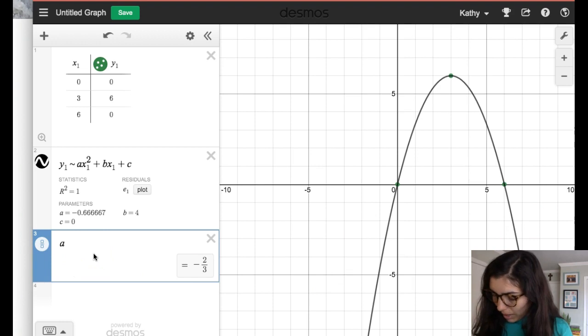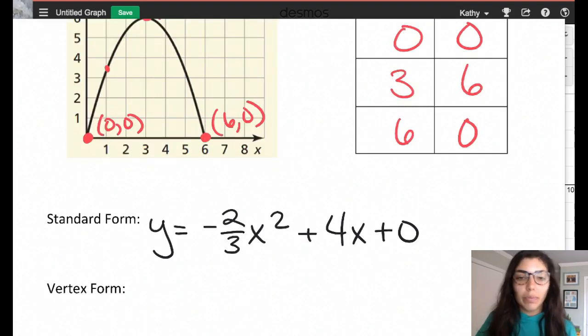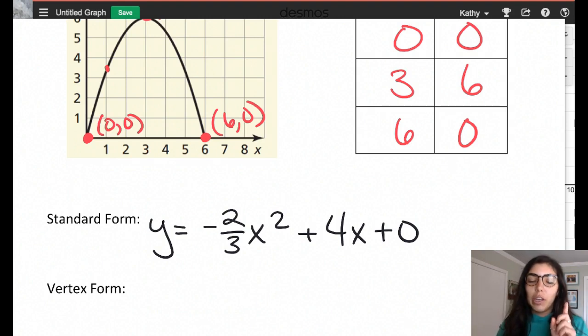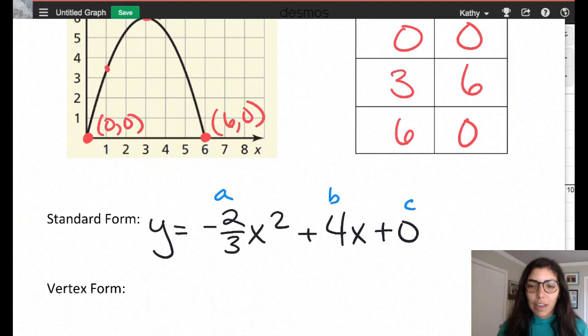This is going to be y equals negative 2/3 x squared, that's A, plus 4x plus 0. I'll hop back over here for a second. Okay? Those are the numbers I got out of Desmos. Negative 2/3 x squared plus 4x plus 0. A, B, and C. If you wanted to leave A as a decimal, that's fine, but this is a much prettier fraction. I would prefer the fractions.